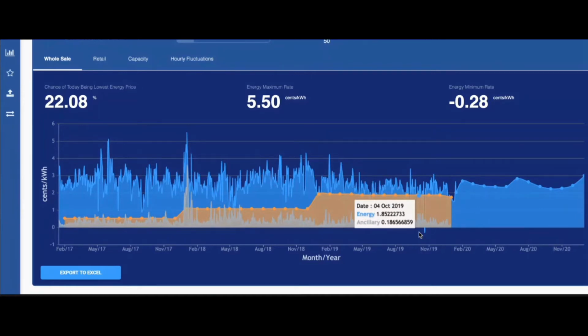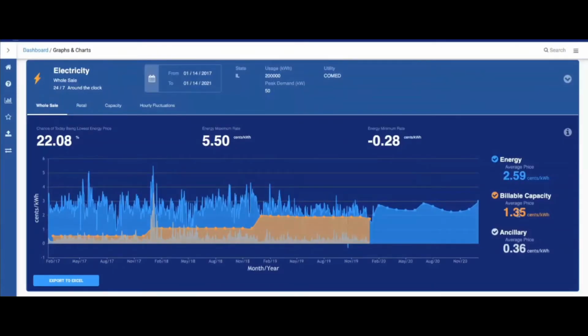On this side, you see the average for each item: energy, billable capacity, and ancillary. There are no service fees included, obviously. This is just pure cost. And at the top, we have some measures of the likelihood of today being the best day for purchasing, and the maximum rate and minimum rate for energy. This is just energy, not the capacity and ancillary. We are just looking at the energy costs, because the movements are much more dynamic for that graph.